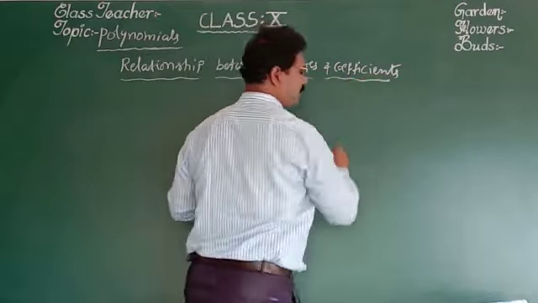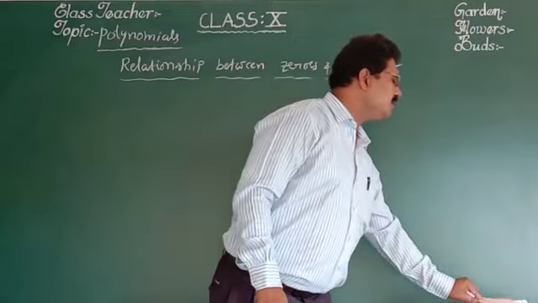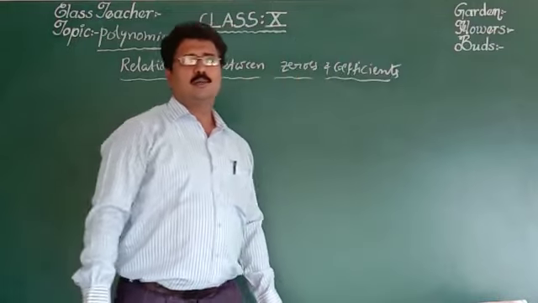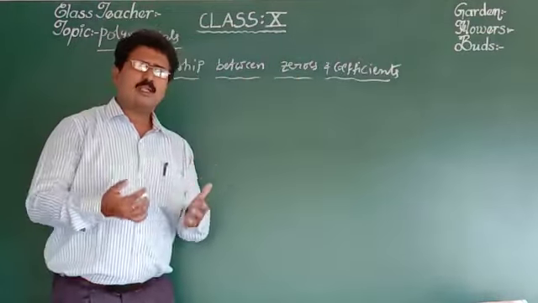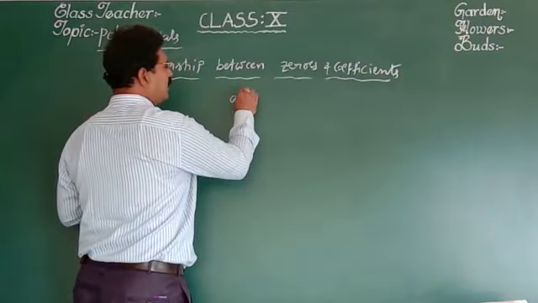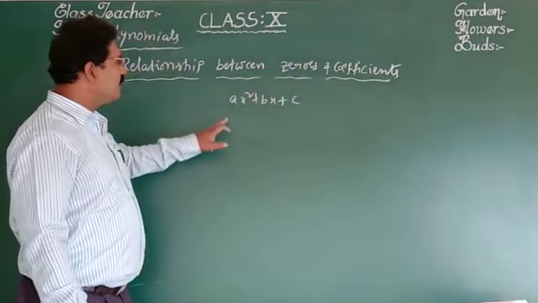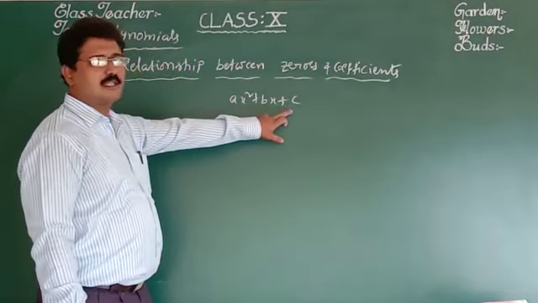A polynomial. Coefficients of a polynomial. Now see the relationship between zeros and coefficients. What are the coefficients that you know already? Suppose in this quadratic expression ax square plus bx plus c, what are the coefficients? a, b, and c is the constant term.